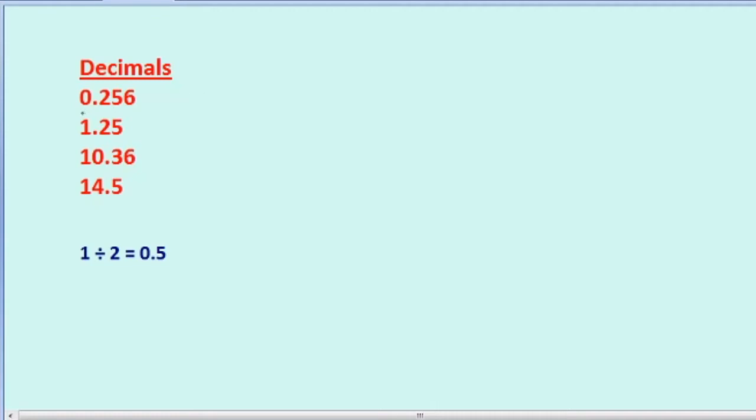Decimals are numbers which are written like this. You might have seen 0.256, 1.25, 10.36, 14.5. These types of numbers are known as decimals. Okay. How do we come to decimals? How do we get these decimal numbers? This is nothing but when we divide some numbers which cannot be perfectly divided, then we divide them into decimal parts. Look at, for example, 1 divided by 2.